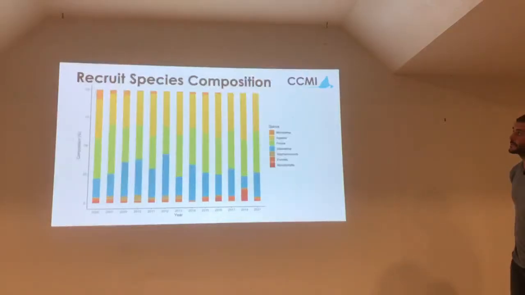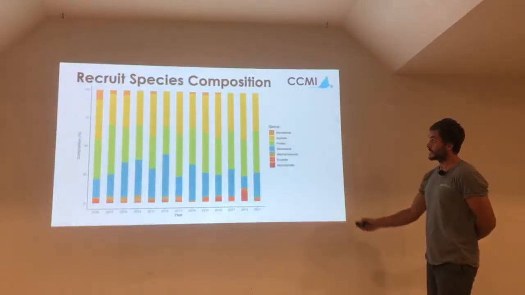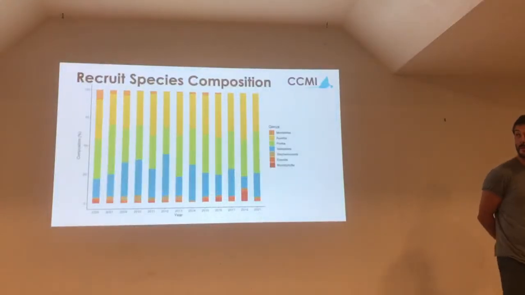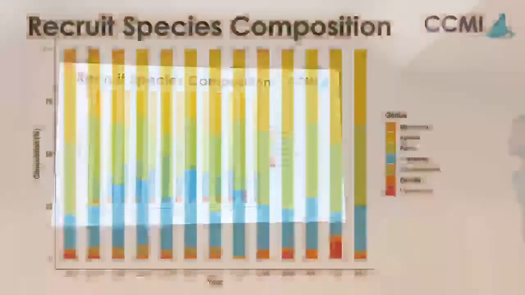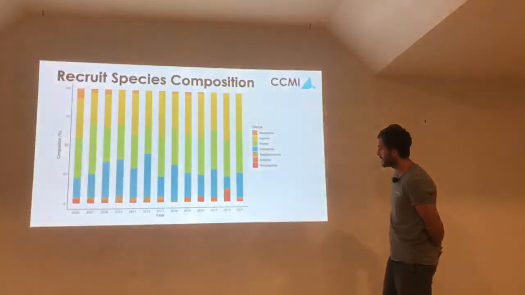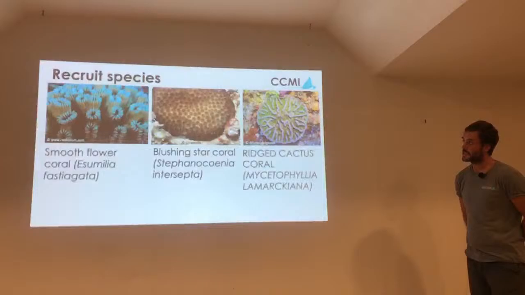So we looked at the adult species composition. This is the recruit species composition. What we can see here is Montastraea has stopped recruiting since 2017, which isn't great news. You can see there's a lack of Orbicella on there throughout the whole data set; it wasn't in the top 10 species at all for our coral recruits since 2006. Agaricia is doing well, Porites is doing well, Siderastrea is doing well, and then we see these species hanging on at the bottom. So we've got Stephanocoenia, Eusmilia, Mycetophyllia, which are these guys.